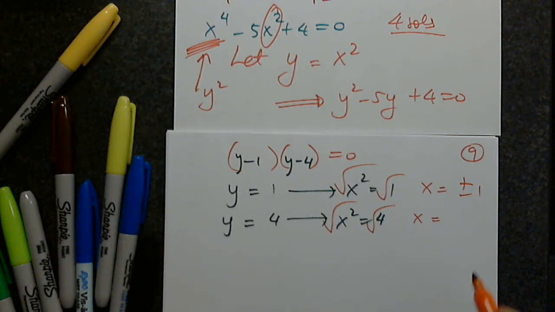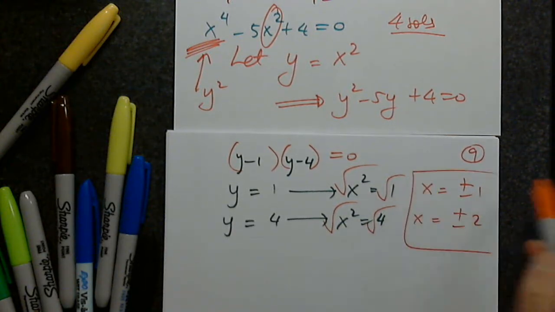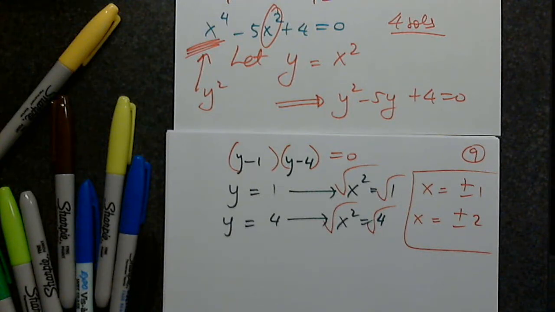Plus or minus 1. Very good. Plus or minus 2. Very good. How many solutions do we expect? Did we get 4? Good. Woo! I know we have 3 more minutes, so let's look at the inequality.